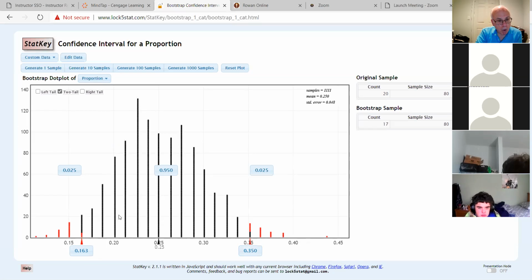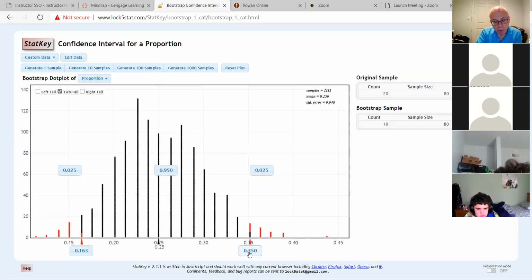Now, how does the computer know this? It's because all the black dots, now you can't see all the dots, but if I run my cursor down, you can see these are dots here. All the black dots here represent all of the intervals that contain the true population proportion, and the red ones don't. The red ones are outside of the interval. All right. So what we're saying basically is, using simulation, that we're 95% confident that the true population mean is somewhere between 0.163 and 0.35.